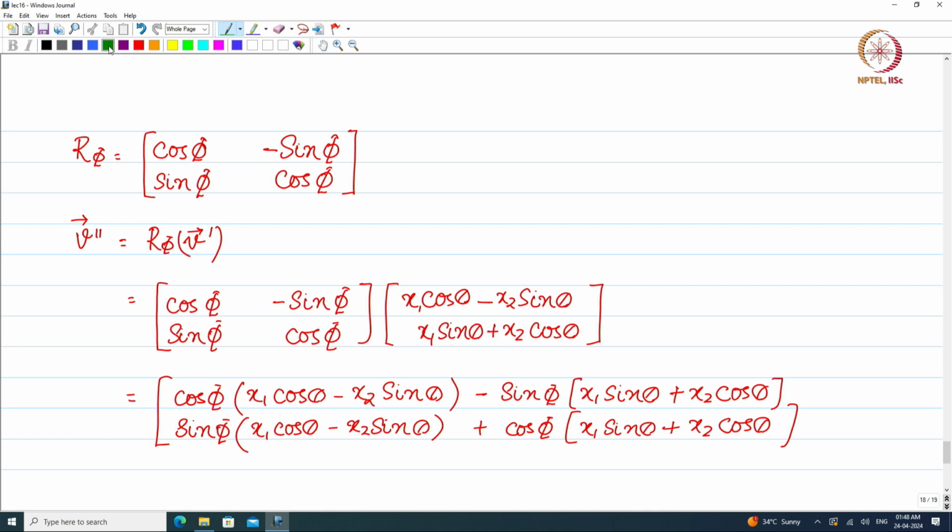So if we expand this, we get x1 cos theta cos phi minus x2 sin theta cos phi, minus x1 sin theta sin phi, minus x2 cos theta sin phi.